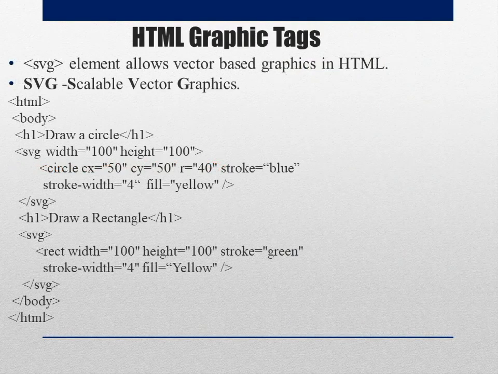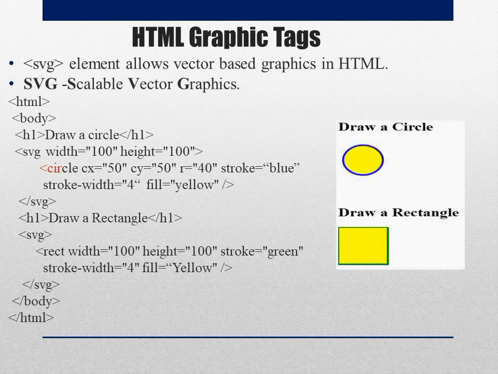Let us move on to the last topic, HTML graphic tags. For vector-based graphics, we are using the tag SVG. SVG stands for Scalable Vector Graphics. It defines vector-based graphics in XML format. Let us see an example program for drawing a circle and a rectangle.